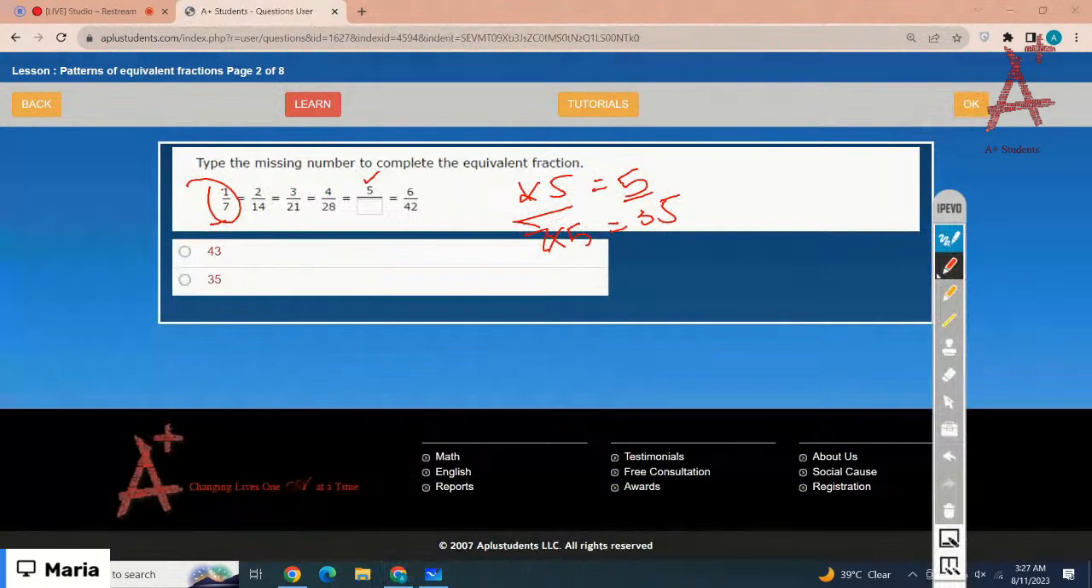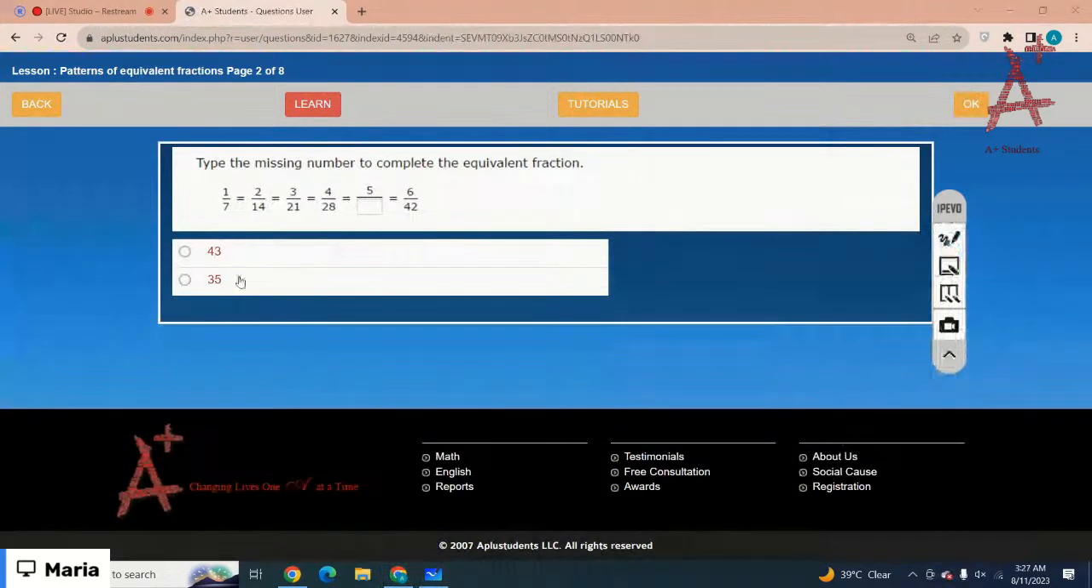7 times what number is 43? No number. It is 35. 7 times 5 is 35. So the correct option is 35.